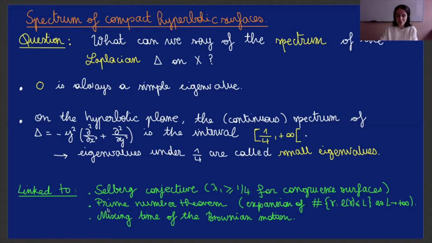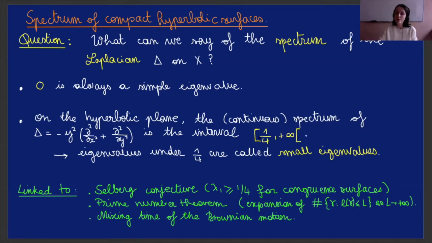Another place in which they appear is in the prime number theorem. It's not really linked to prime numbers, but the question is, if I set a fixed number L and I want to count all the closed geodesics which have a length shorter than this number L, then what is the behavior of this quantity as L goes to infinity? So it's a bit like the question of what is the behavior of the number of prime numbers up to a certain size. So that's why it's called like this.